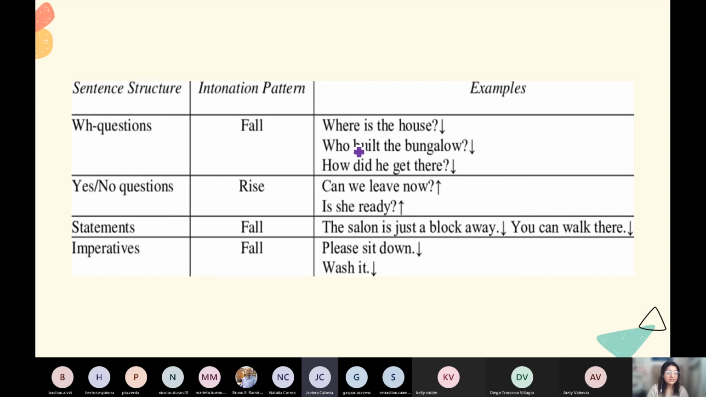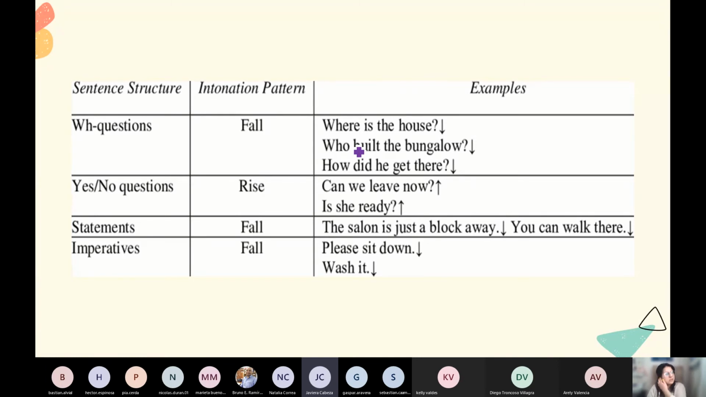Then we have that first statement. The salon is just a block away. You can walk from there. It's a statement, a plain one. In that case, you're not saying anything with too much surprise, because you know the distance between where you are and the salon, and you know that you can walk there. So there's not an element, for instance, of surprise like in the previous ones. The salon is just a block away. You can walk there, just that.